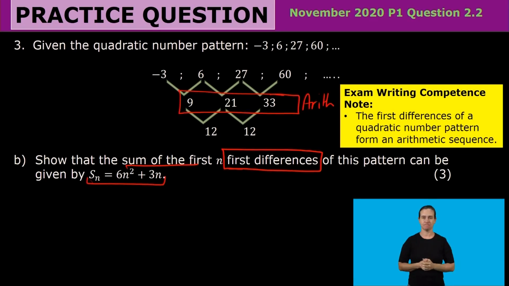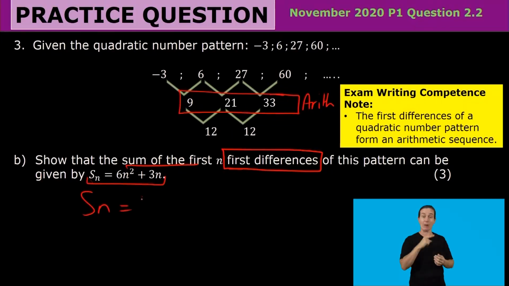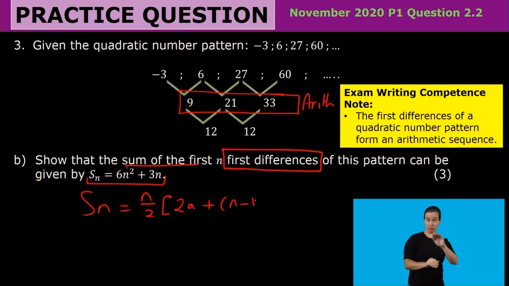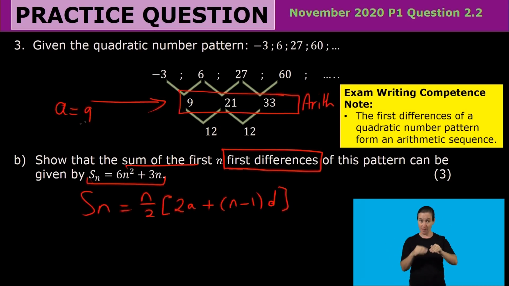Remember that we need to show that this formula is true, which means that we cannot use this formula when calculating. So that is Sn is equal to n divided by 2, then in the bracket we have 2a plus n minus 1, and that is multiplied by d. Let's substitute what we have. Well, in this case, looking at this first differences, our a is 9 and our d is 12. Our n will just be n because we are looking for the first n terms of this first difference.